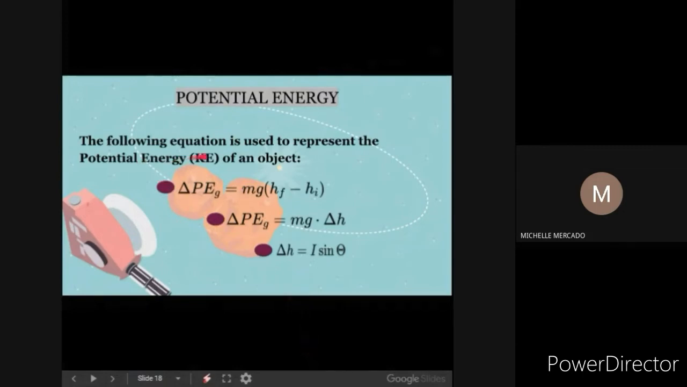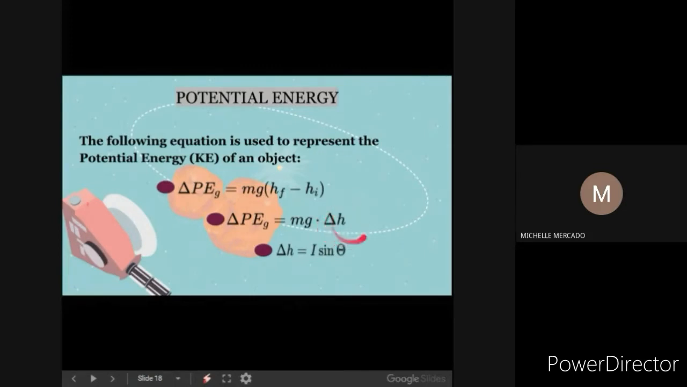Okay, so the following equation is used to represent the potential energy. Sorry, it must be capital P and E, a typographical error, for an object. So change in gravitational potential energy is equal to mass times gravity multiplied by the final height minus initial height. Then the other one is change in gravitational potential energy is equal to mass times gravity multiplied by change in height.